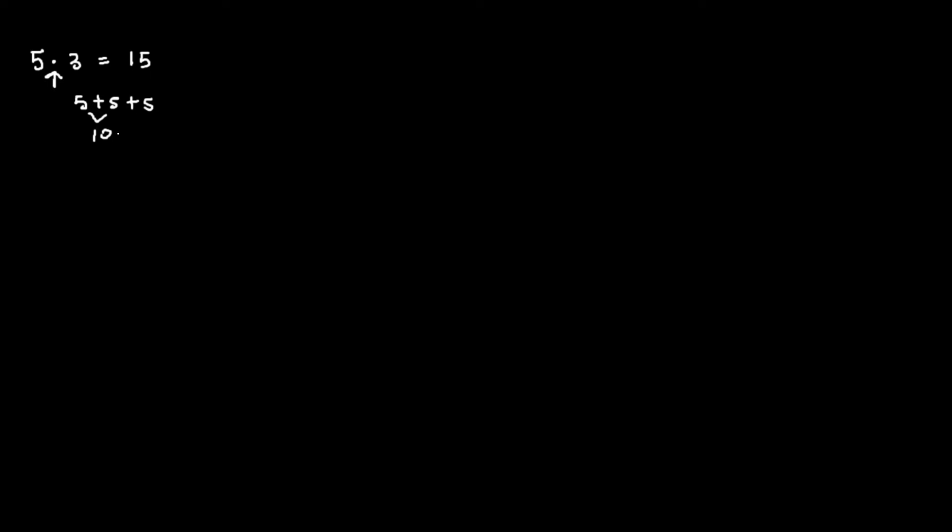5 plus 5 is 10. 10 plus 5 is 15. Now try this example, negative 8 times 6. So 8 times 6 is 48, but over here you are multiplying a negative and a positive. So whenever you multiply different signs, you will get a negative. So this will be negative 48.